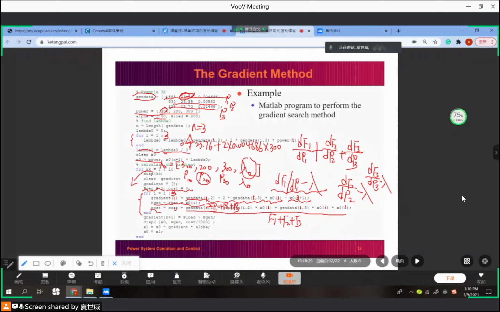So next, gradient n plus 1. n equals 3, so that means gradient 4, because 3 plus 1 equals 4. Here we have calculated gradient 1, 2, 3. Gradient 1 is here, gradient 2, gradient 3. So gradient 4 is the total load minus total generation, because we have calculated here the total generation, I from 1 to 3. So this is the total load minus total generation.